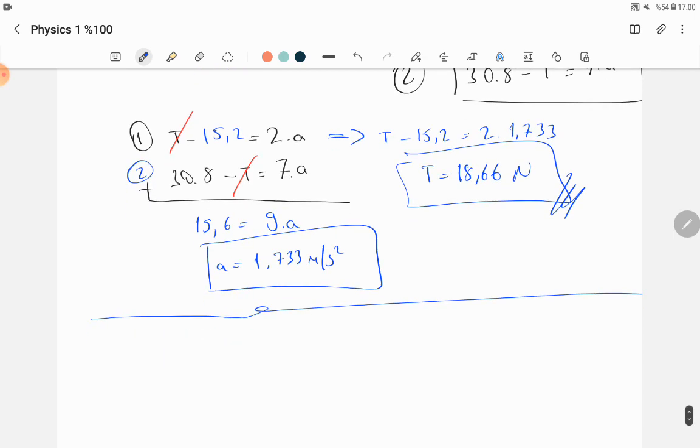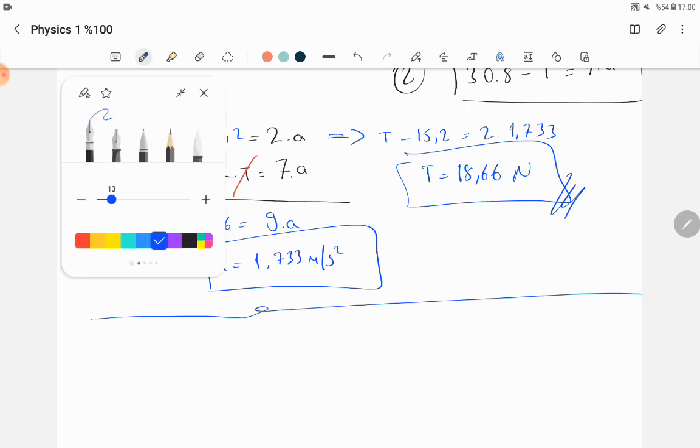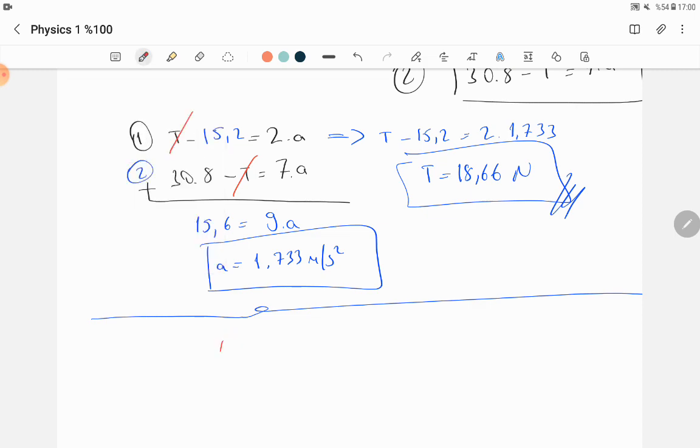The other subject is movement in 2 dimensions. Movement in two dimensions.